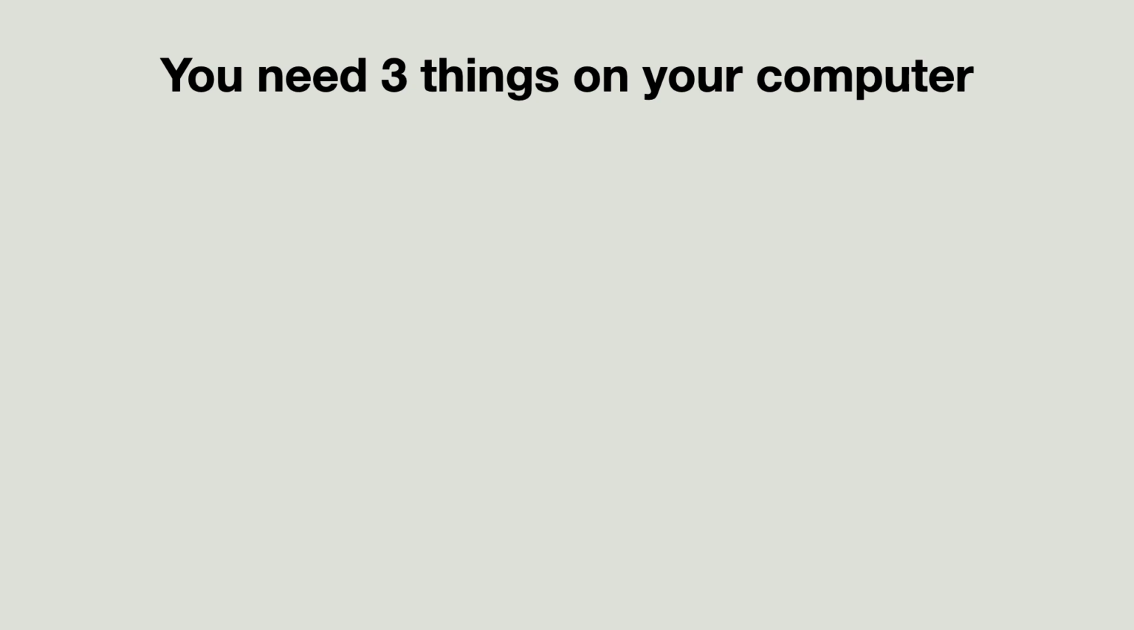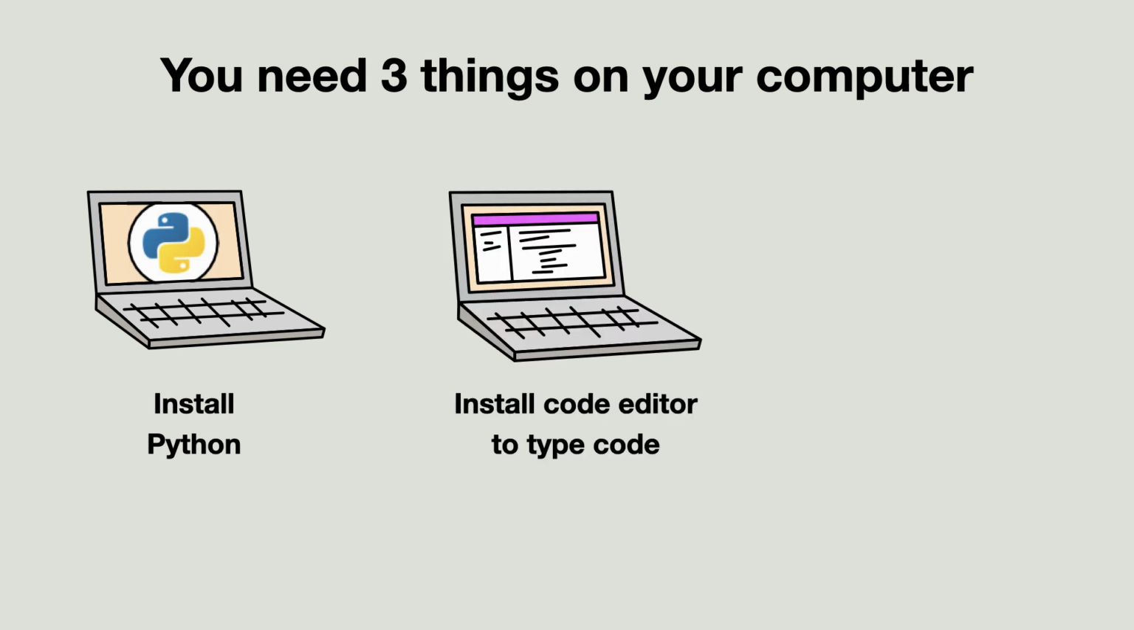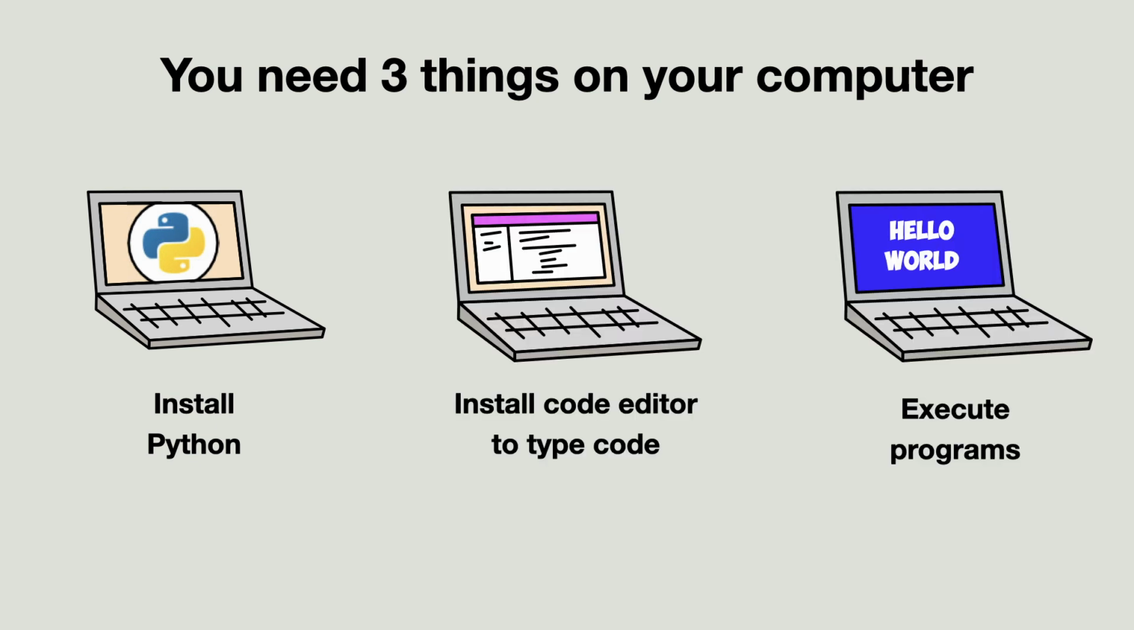To program in Python, you need three things on your computer. First, you need to install Python. Then, you need a code editor to type code. And finally, you need to know how to execute the programs you wrote.